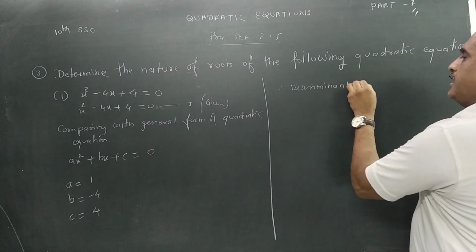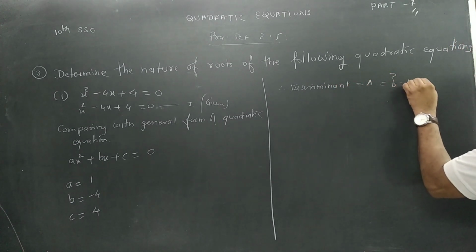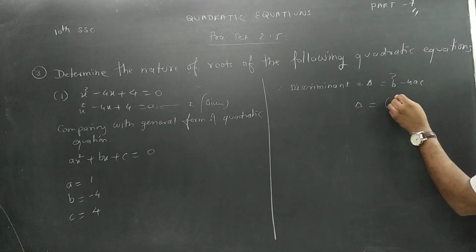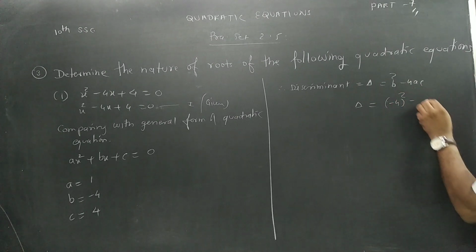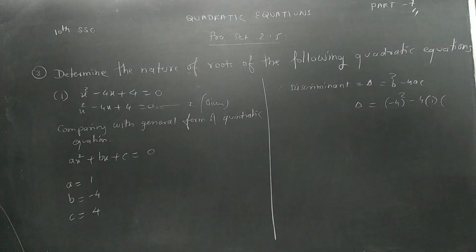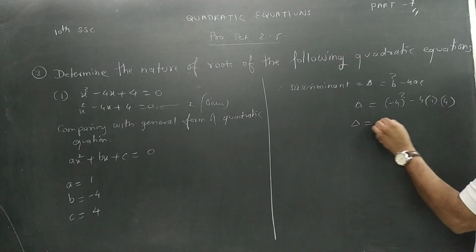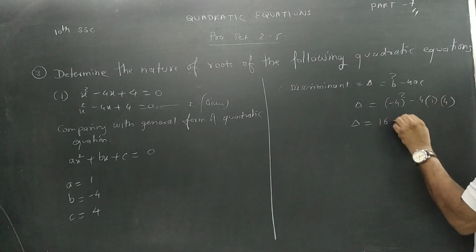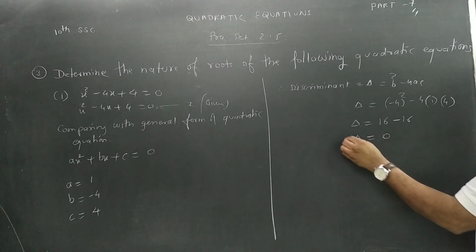So after doing that, the discriminant, that is delta, is equal to b square minus 4ac. So delta is equal to, value of b is what? Minus 4 the whole square, minus 4 into value of a is 1 and c is 4. Once again, b is minus 4 the whole square minus 4 into ac. So what is the value of delta now? Minus 4 square is plus 16, and minus 16. Value of delta is equal to 0.